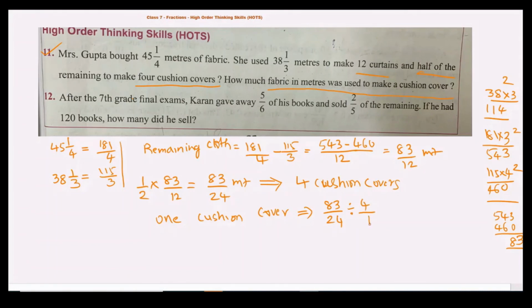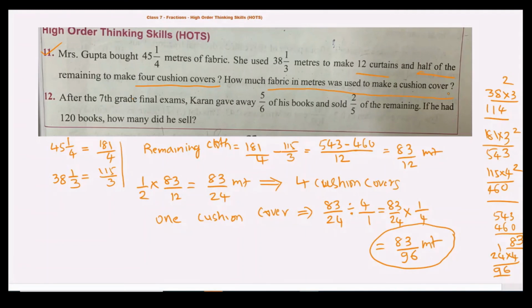That is 4 by 1 I can write. That is equal to 83 by 24. If I make this division sign as multiplication sign, I have to reverse the fraction. That is 4 by 1 I have to write as 1 by 4. That is nothing but 83 divided by 24 into 4 is how much? 4 4s 16. 4 1s 4 plus 1, 8 plus 1, that is 96. So 83 by 96 meters of cloth is required to prepare, otherwise to stitch 1 cushion cover. This is the answer. I hope you understood this entire method.